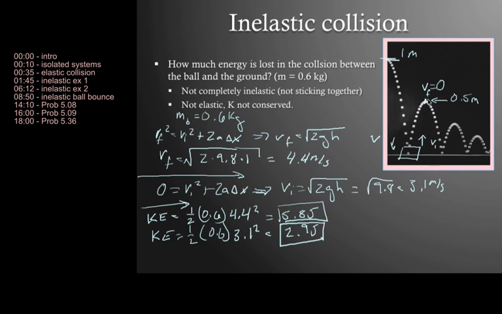So since it only goes up half as high, it ends up with half as much energy. And we'll talk a bit more about the relationship between kinetic energy and the height of an object that was dropped, or that the object goes to, in the next lecture. But here we have that the basketball loses 2.9 joules of energy in this collision right here.